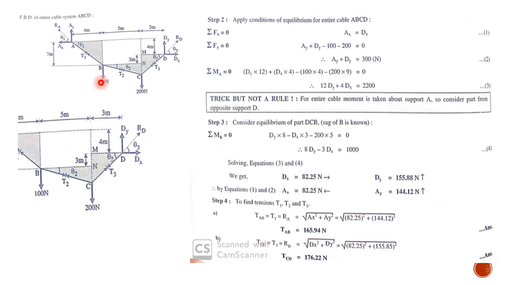So both are positive, and now the 100 Newton force will have a clockwise moment. So 100 multiplied by 4 will be negative. Again negative 200 multiplied by 9, that should equal 0. So instead of getting the value of DY directly, I'll get an equation in terms of DX and DY. So 12 DY plus 4 DX equals 2200 is the equation that I get from this summation of MA equals 0.